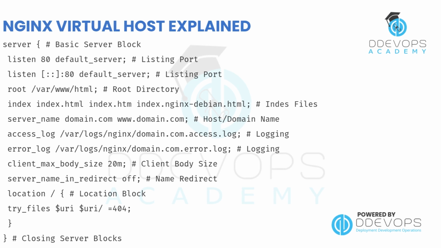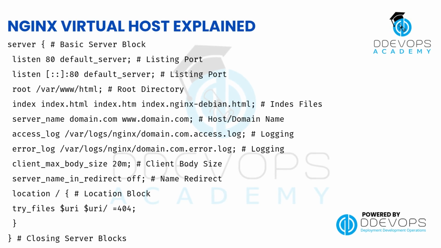NGINX virtual host explained. The server block. This is the core container for defining a virtual host. Everything inside this block applies to a specific domain or IP. Listen 80 tells NGINX to listen on port 80, HTTP. Default server makes this the default site if no other server block matches. Listen [::]:80 enables IPv6 support on port 80.